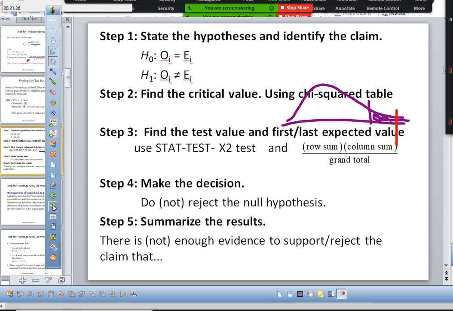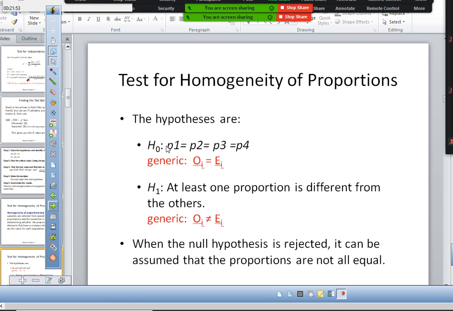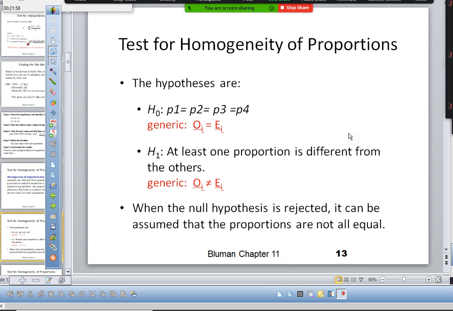Okay, so homogeneity of proportions. Homogeneous means it's all the same. Sameness of proportions is when you take samples from different populations, and you want to see if they're the same. So that's exactly the same test. It's just here it's saying proportion 1 equals proportion 2 equals proportion 3 equals proportion 4, however many proportions you have. And then H1 would be at least one proportion differs. So that's for your homework. For the exam, again, you can use either that or just the generic O sub i equals E sub i. I don't care. Okay.